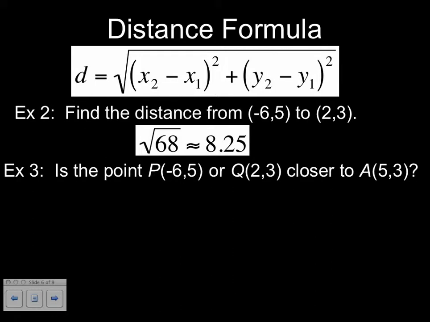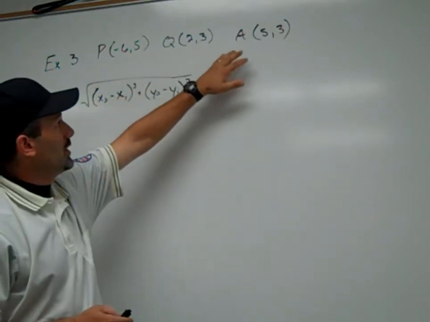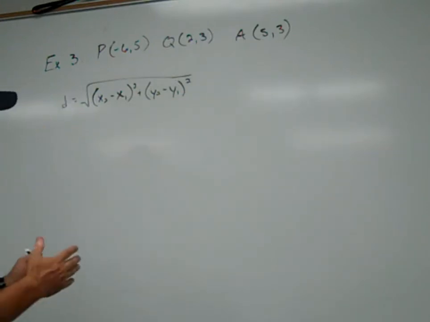Next, for example 3, we want to find out which point is closer to point A. Point P is (-6, 5). Point Q is (2, 3). And we want to know which one is closer to point A, which is (5, 3). Okay, in example 3, we're supposed to use the distance formula again to find out if P or Q is closer to point A.